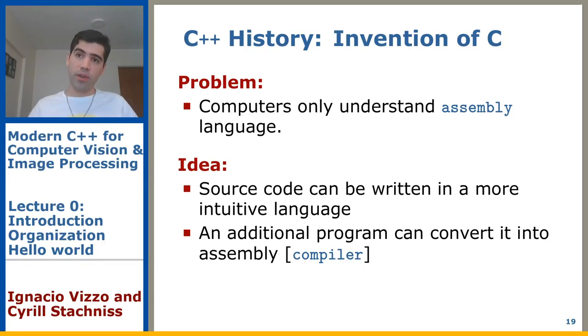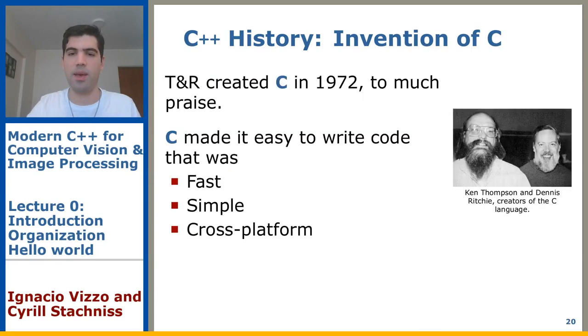They say, okay, computers will only understand assembly. This is actually not extremely true. Computers only understand binary code, but assembly is really easy to translate to binary code. So the idea is, why don't we write code in a more intuitive language, and then add an additional program, which we call the compiler, that transforms this source code in the high-level language to assembly language. And that's how they came up with C.